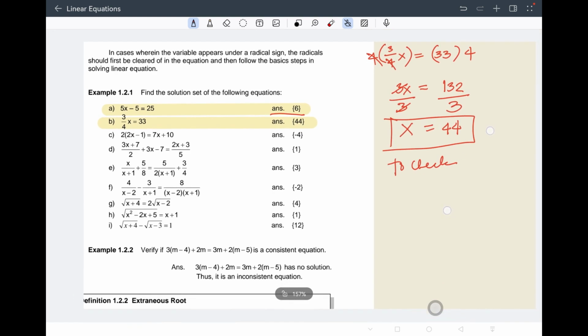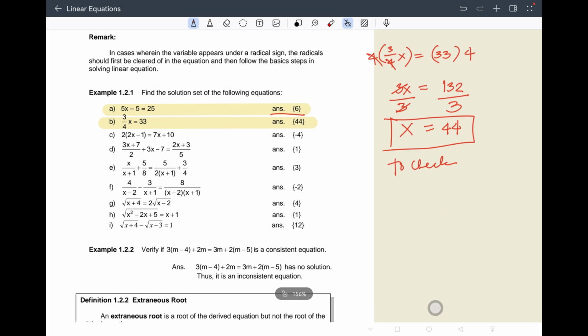Let us substitute 44 in the given equation. 3/4 x, which is 44, equals 33. Okay. So, if you will notice, ito pwede na natin itong i-divide, no? Itong 44 tsaka 4. Kasi ito nasa taas, 44 numerator, ito denominator. You can just divide this, no?